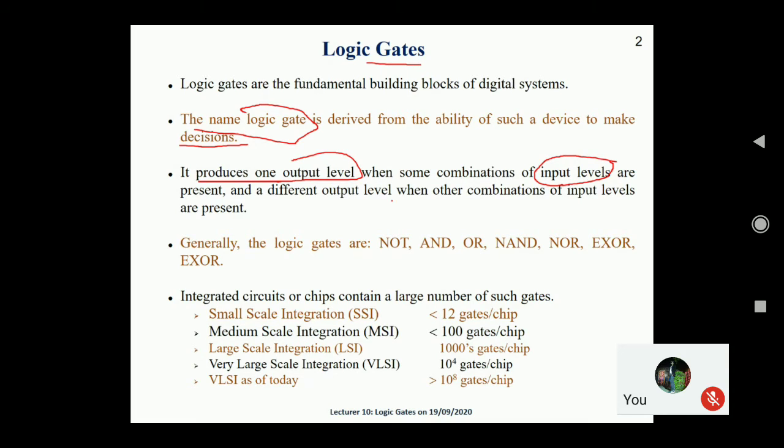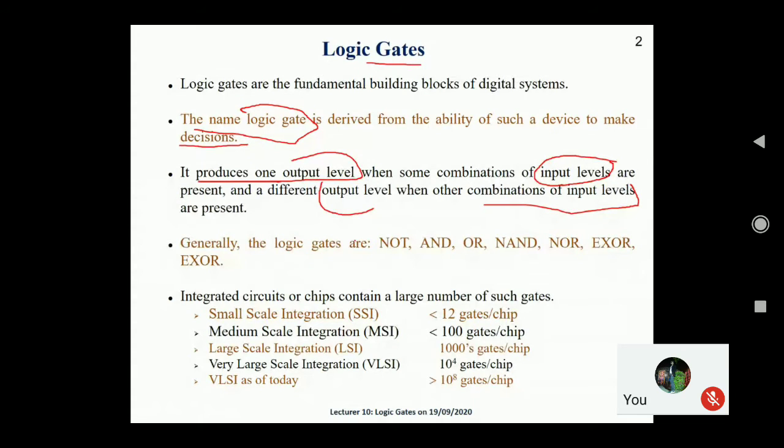In some cases there are different types of input levels. Based on those input levels, we are getting the defined type of output level. It is not that a digital circuit always produces only one output level. There may be more than one output level. That is the main point.